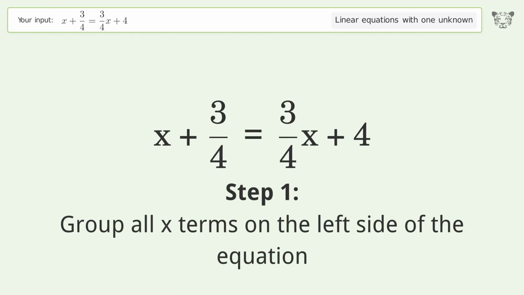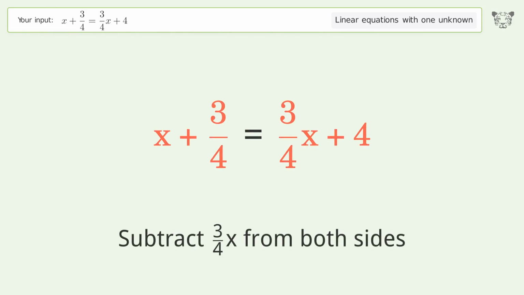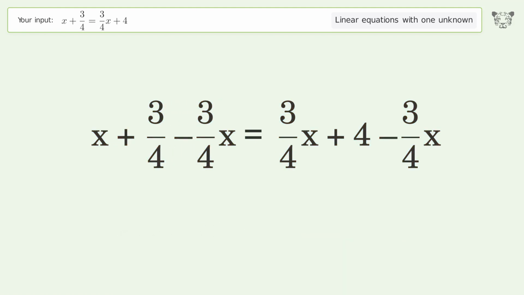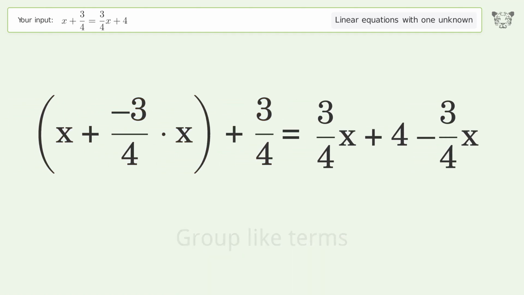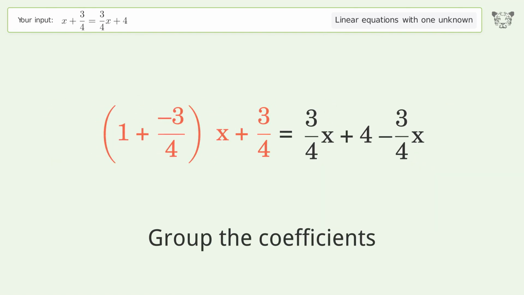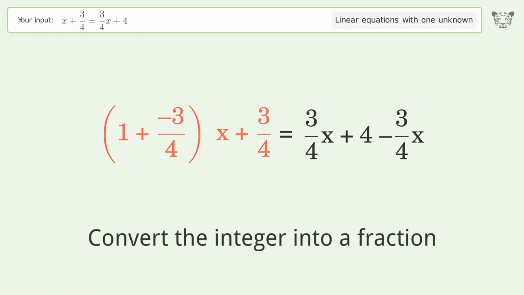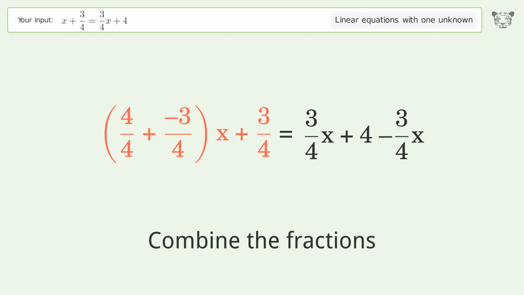Group all x terms on the left side of the equation. Subtract 3 over 4x from both sides. Group like terms. Group the coefficients. Convert the integer into a fraction. Combine the fractions.